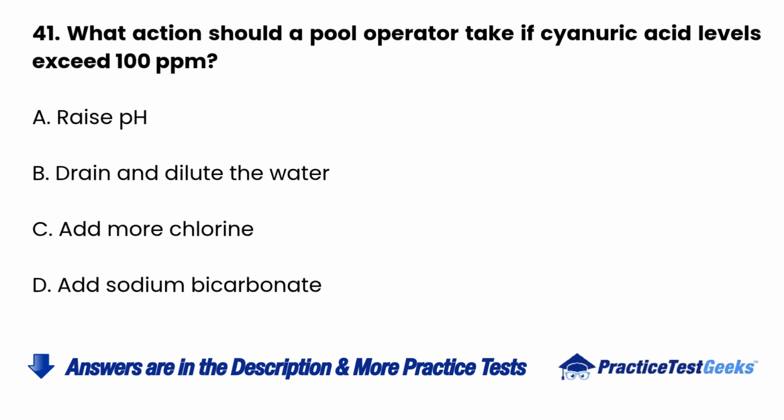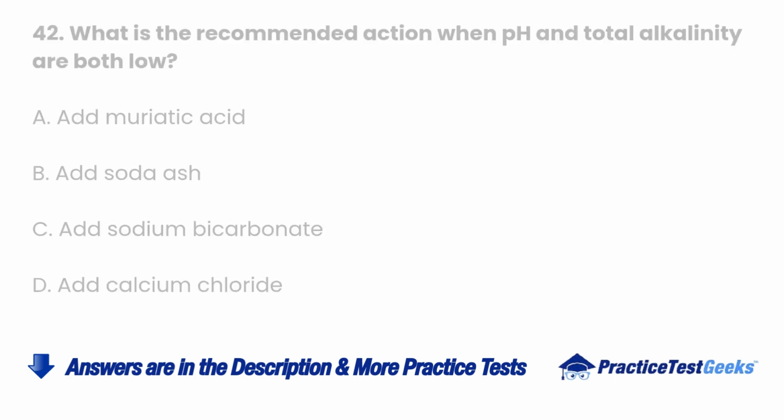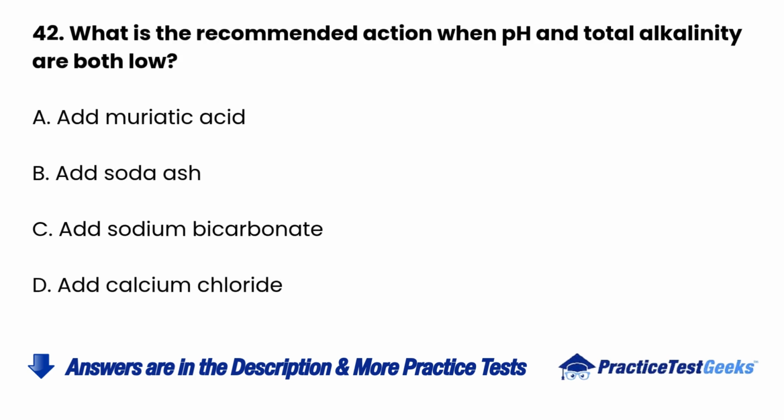41. What action should a pool operator take if cyanuric acid levels exceed 100 ppm? A. Raise pH. B. Drain and dilute the water. C. Add more chlorine. D. Add sodium bicarbonate.